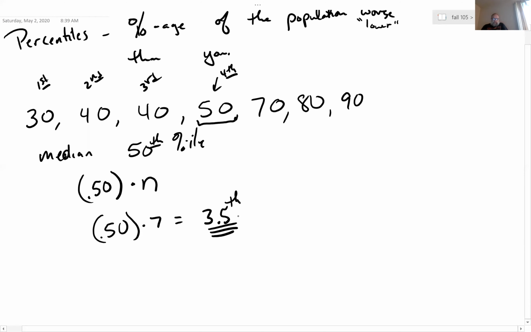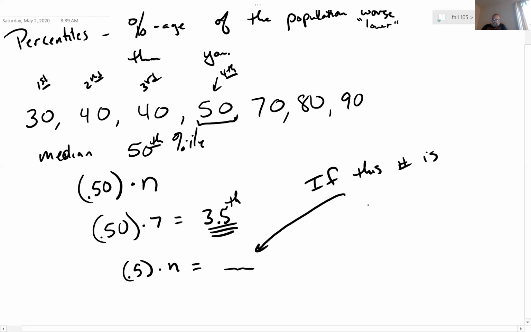And so what are we gonna do here? Well, the idea is this. If 0.5 times n equals whatever it is, and this number is a decimal, round up. Always round up. Okay, so the 3.5 term will round up to the fourth term. That guy right there corresponds to the 50th percentile. It's as easy as pie, man.